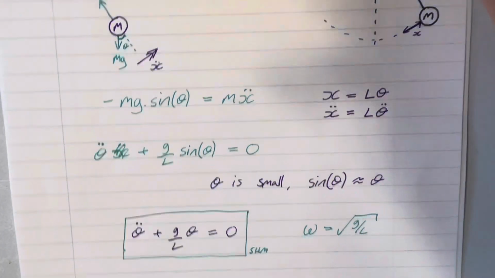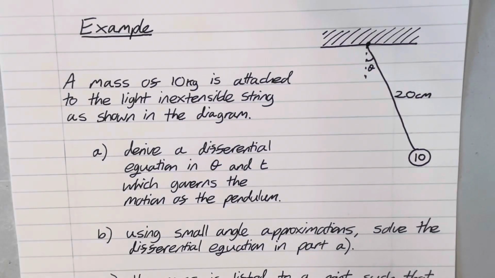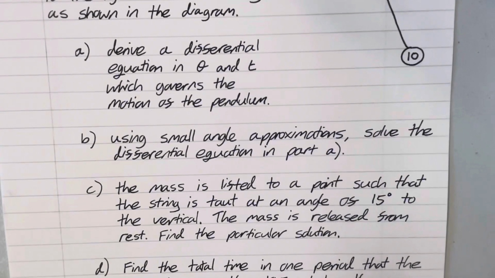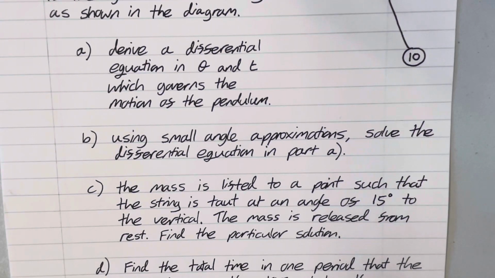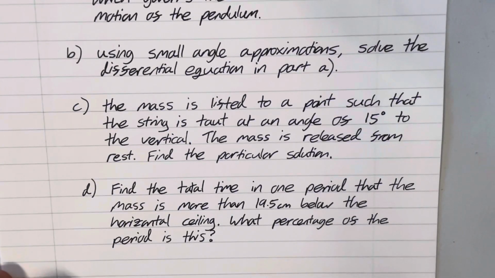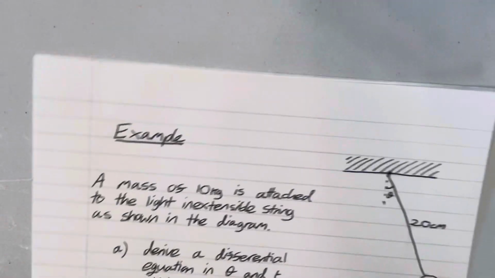Let's just have a look at an example. Okay. So we've got a mass of 10 kilograms. It's attached to a light, inextensible string as shown in the diagram. We're going to derive a differential equation in theta and t, which governs the motion of the pendulum. We're then going to use small angle approximations to solve this differential equation. We're then going to solve it for a particular solution. And then we're going to find the amount of time it's below a certain point. Okay, fairly straightforward question. So let's start from the top.